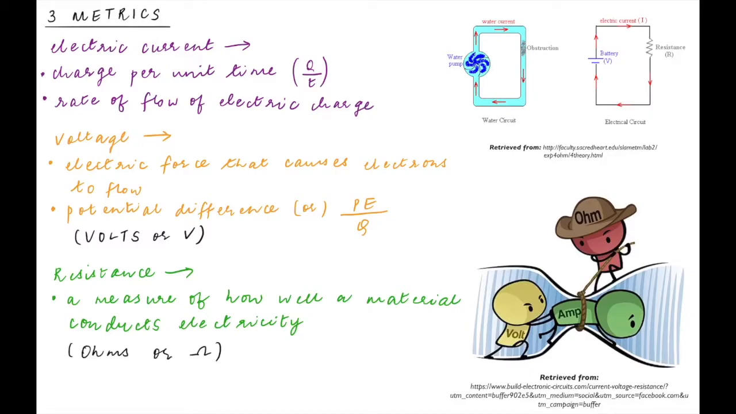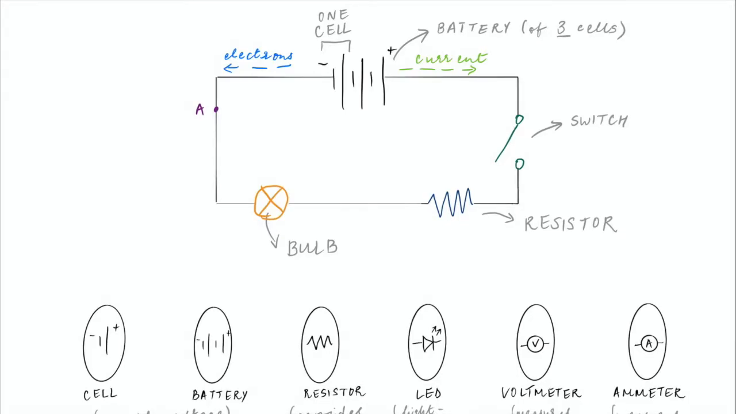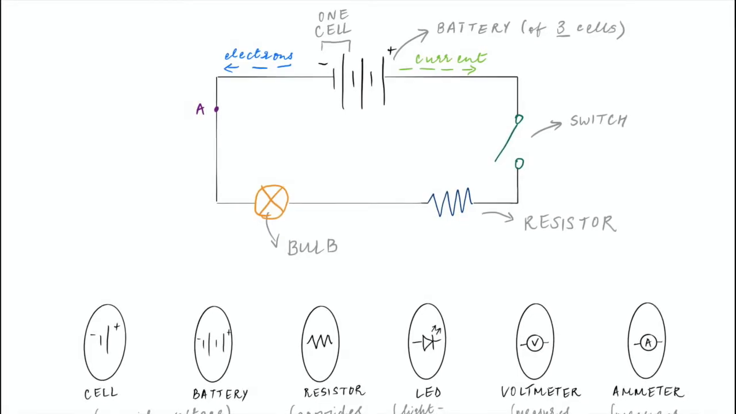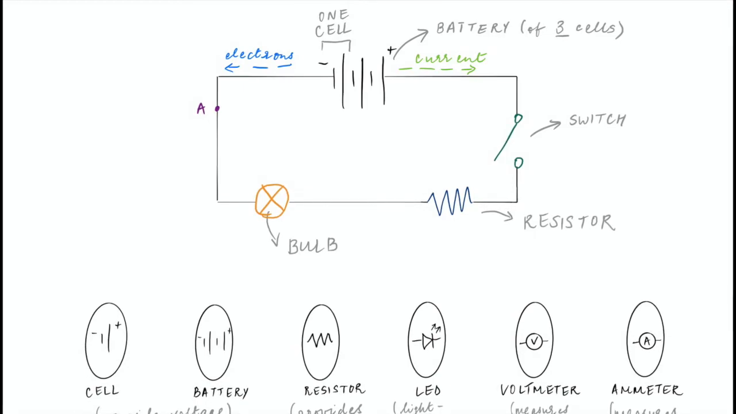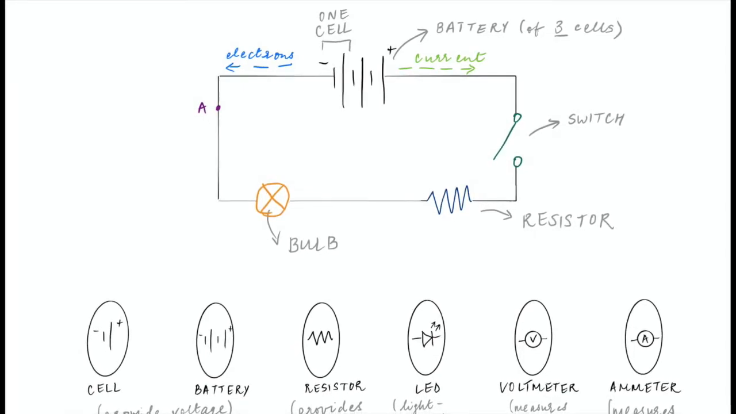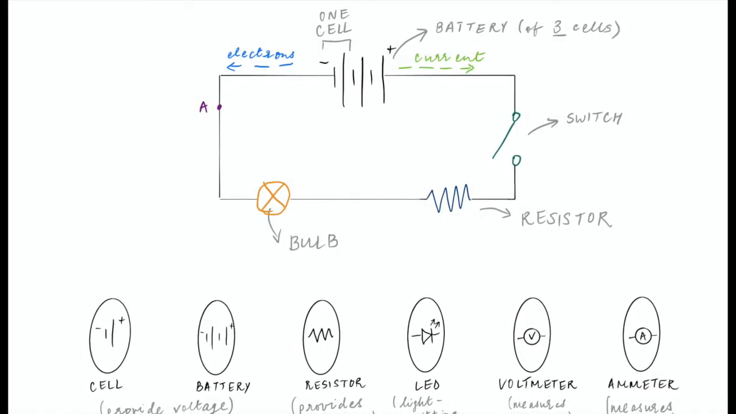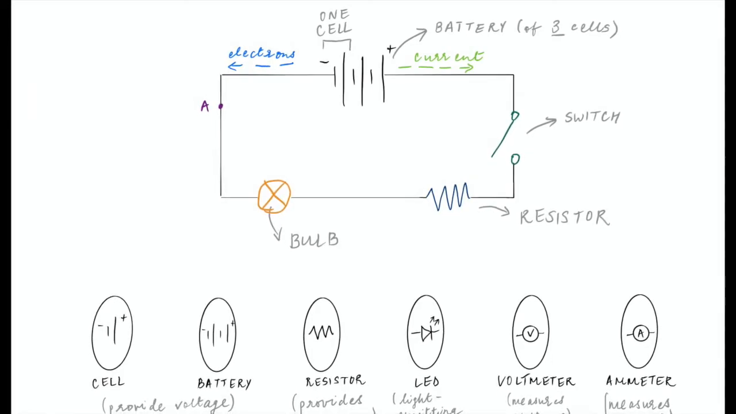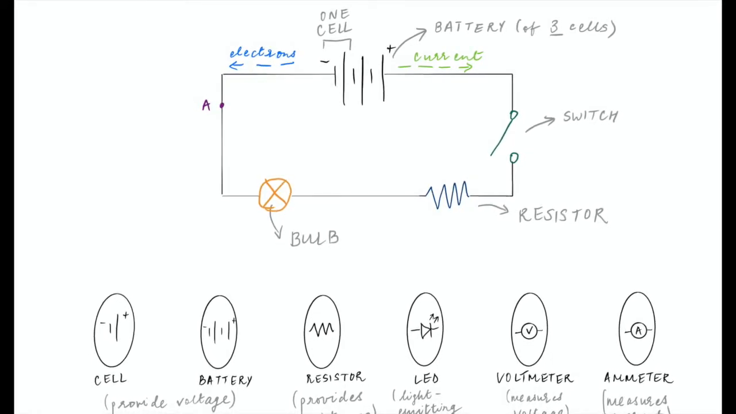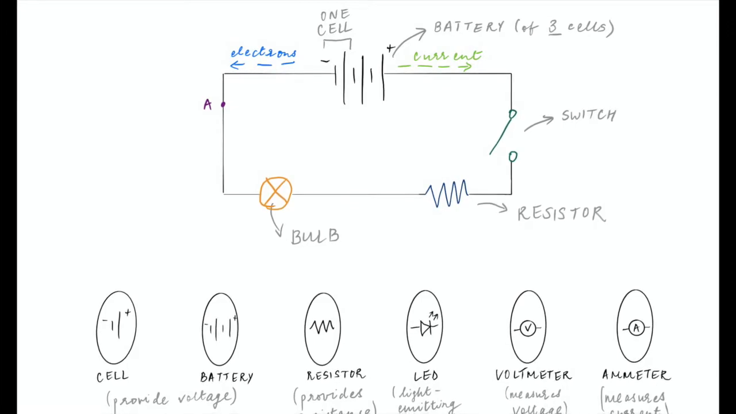Here, we've displayed a basic circuit with a battery, in this case made up of 3 cells, and a bulb, a resistor, and a switch, which is like the light switch you find on switchboards in your homes. It turns a circuit on or off, and in this case, it turns the bulb on or off.